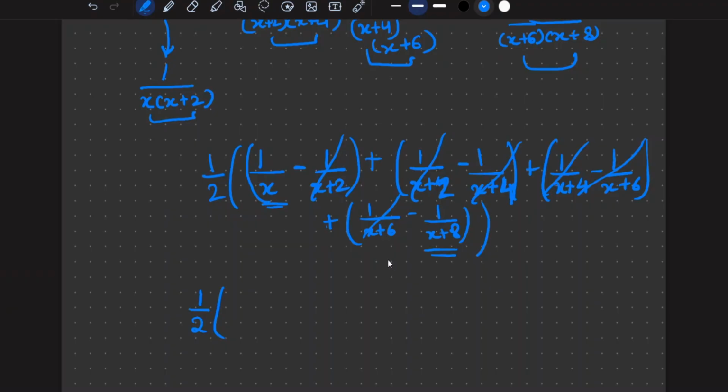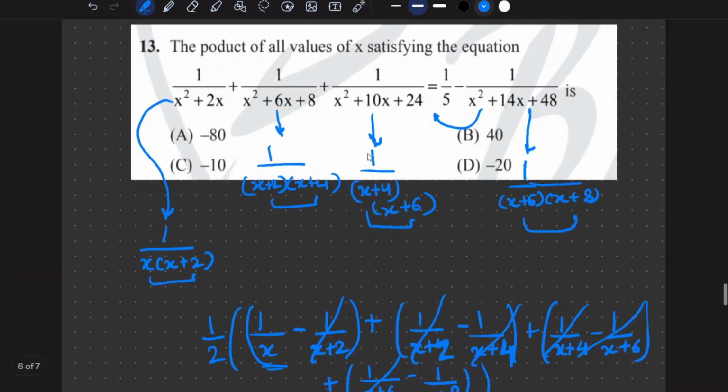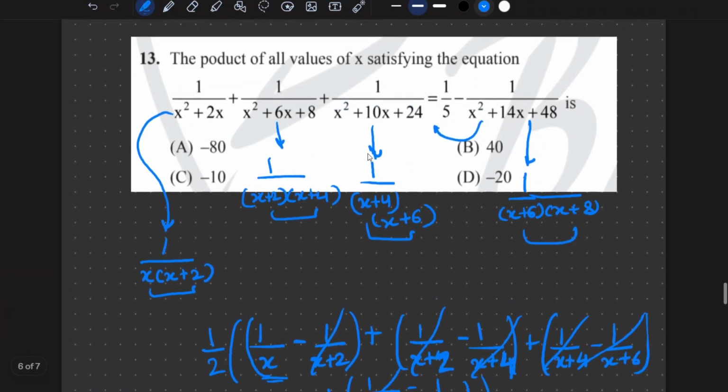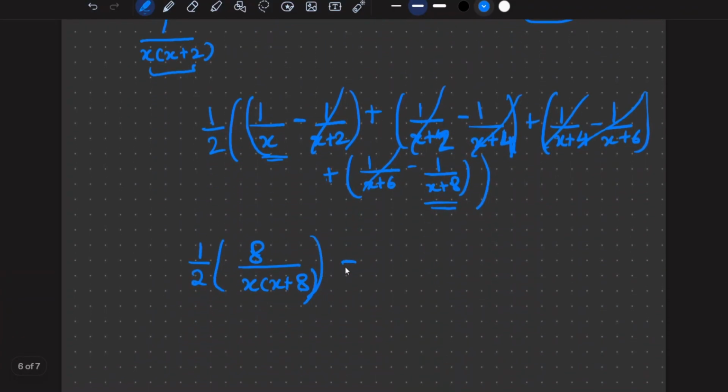Let me do the calculation mentally. So it will be 8 by x(x plus 8). And what is this thing equal to? This thing is equal to 1 by 5, and we need to find the product of values of x satisfying the equation. Cross multiplying, 20 is equal to x square plus 8x. So finally I'll be having x square plus 8x minus 20 is equal to 0. I need to find the product of roots, right?